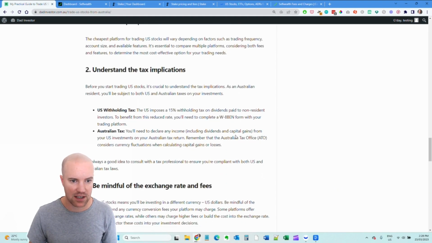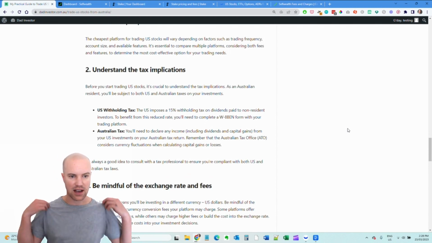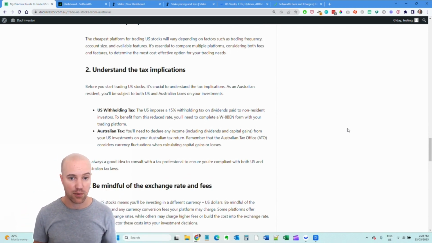Another feature that you need to consider is the tax implications. It's a quick one, but it's important. As an overseas resident, you'll need to pay a certain proportion of tax on your investment. If you fill out this form called the W8BEN form, this one here, you'll be able to reduce your withholding tax to 15%. And that is on top of any local tax you'll need to pay.